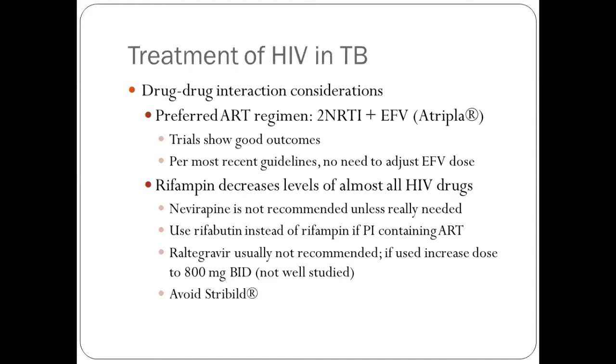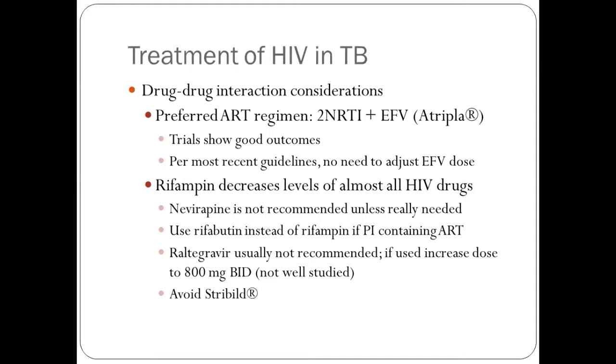When you're going to use a PI, you should not use rifampin. You should use rifabutin-containing antiretroviral therapy, and it's usually an adjusted dose of rifabutin, where you're usually talking about 100 milligrams daily, and the dose of the PI does not need to be changed.